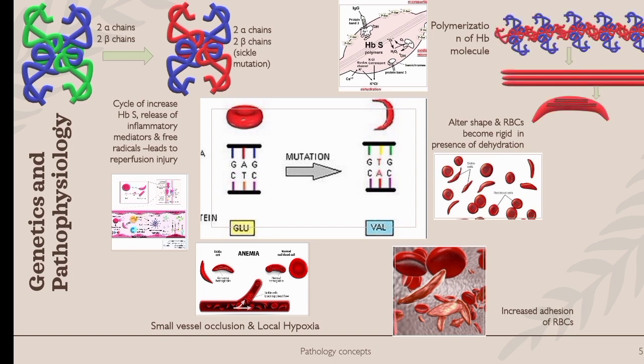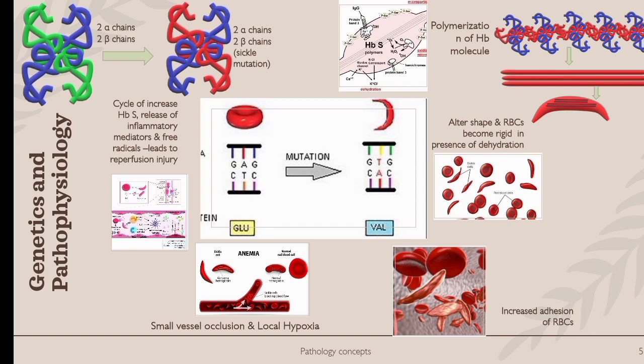RBCs that contain HbS, or HbS in combination with other abnormal beta alleles, when exposed to a deoxygenated environment undergo polymerization and become rigid. These rigid RBCs are liable to hemolysis and also liable to increased adhesion, forming RBC clumping. These RBCs block small blood vessels. This leads to vaso-occlusion, tissue ischemia, infection and hemolysis.